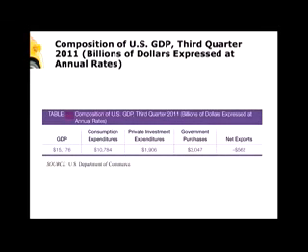Give you some idea of what we're talking about in terms of dollars. If we look at the third quarter of 2011 and we annualize these, what is U.S. GDP? Well, it was $15 trillion, or 15,000 billion dollars. 10 trillion, or almost 11 trillion of it, was made up of consumption expenditures. So the vast majority of what we produce in the United States is for consumption expenditures. Private investment expenditures were almost $2 trillion, government purchases a little over $3 trillion, and net exports negative $562 billion.